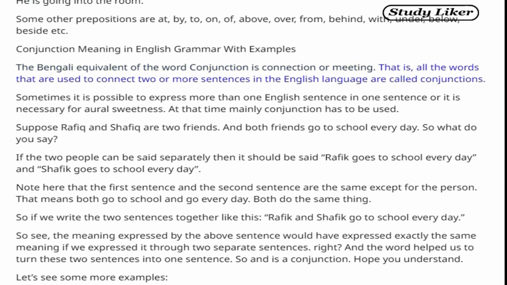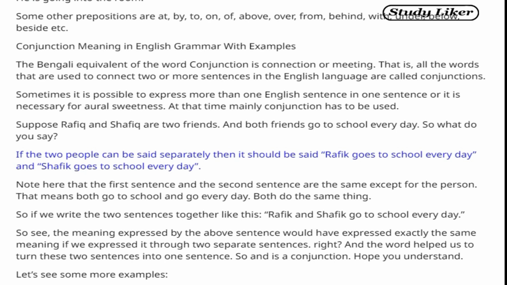That is, all the words that are used to connect 2 or more sentences in the English language are called conjunctions. Sometimes it is possible to express more than one English sentence in one sentence, or it is necessary for oral sweetness. At that time mainly conjunction has to be used. Suppose Rafiq and Shafiq are 2 friends. And both friends go to school every day. So what do you say?